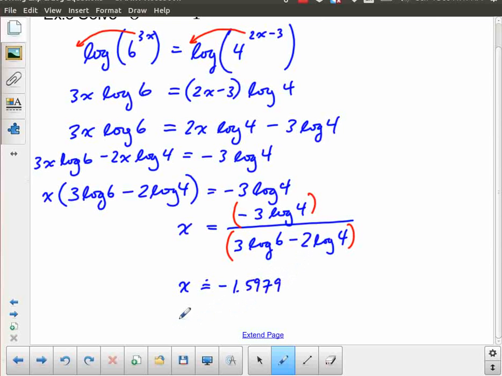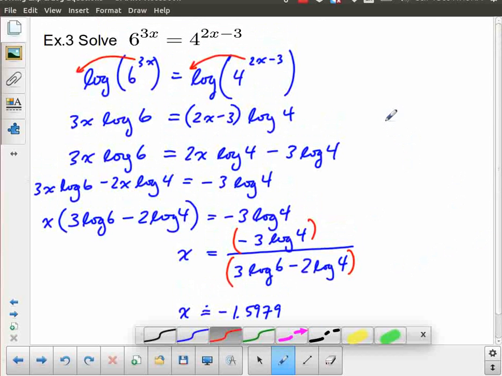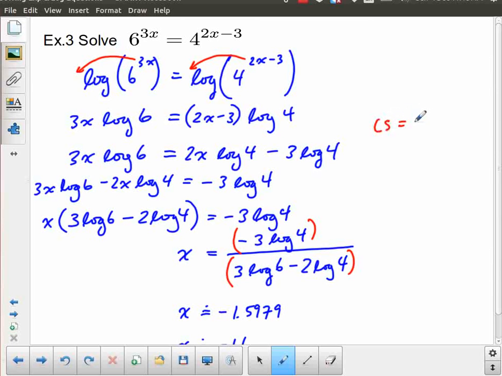Now, if I'm writing my final answer for x, depending on what's specified, I might just write that as negative 1.6. But I want to keep these extras here because, even though it didn't say to do so, I'm going to go ahead and do a left side, right side check on this. So my left side is equal to 6 to the 3x. So that's equal to 6 to the 3 times negative 1.5979, at least approximately equal to that.